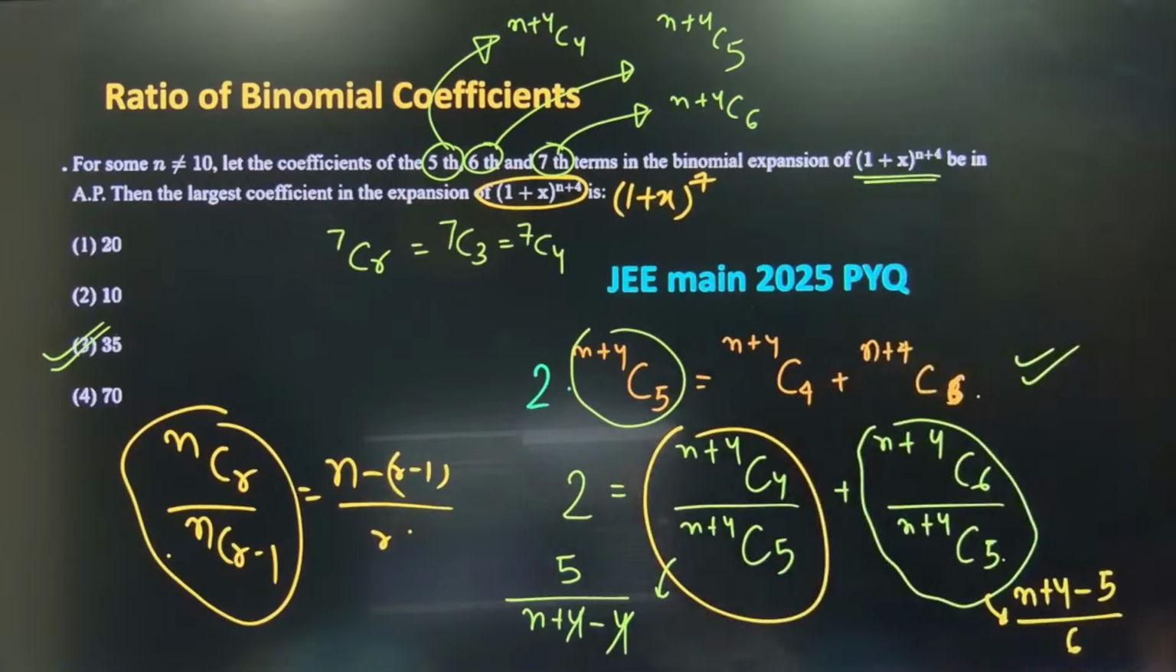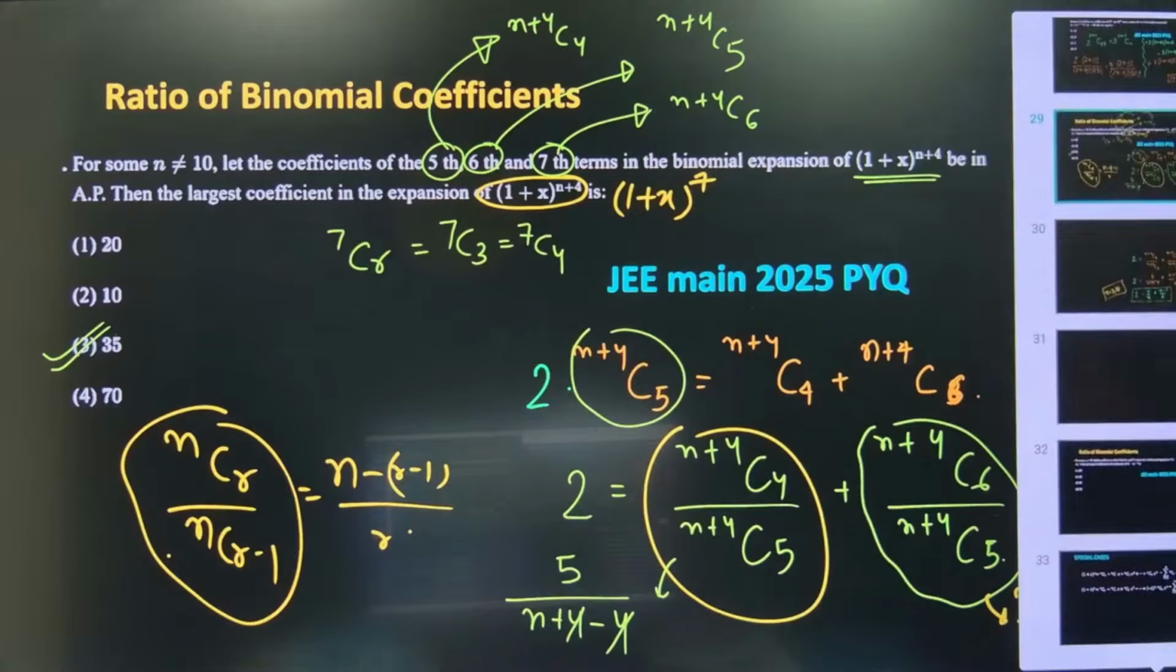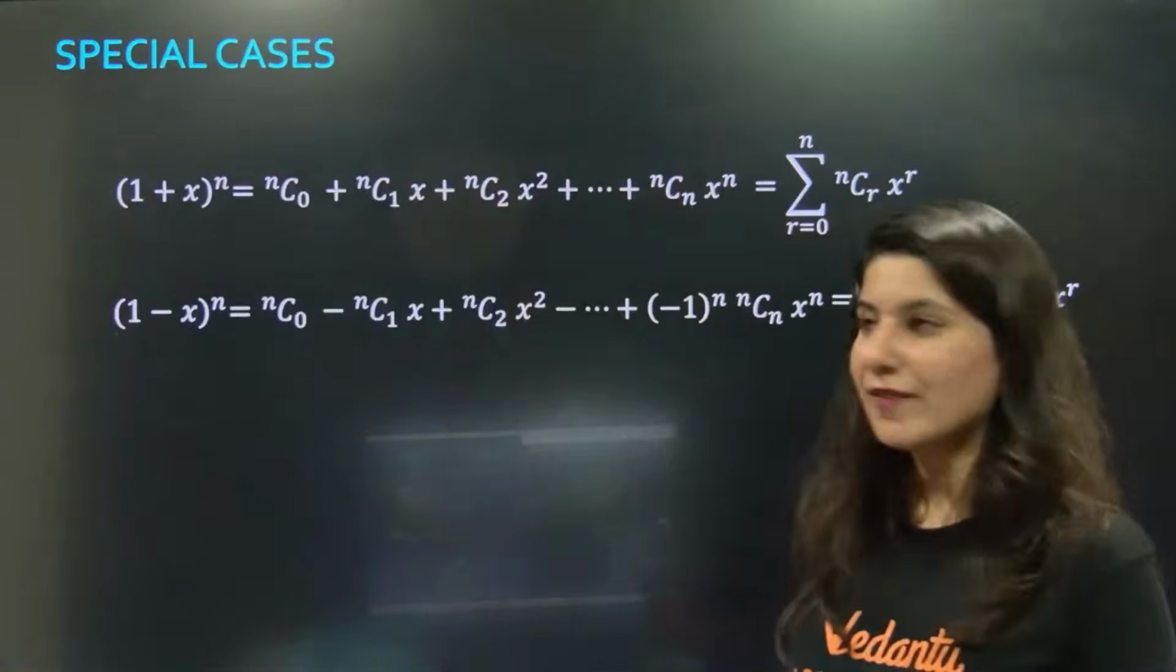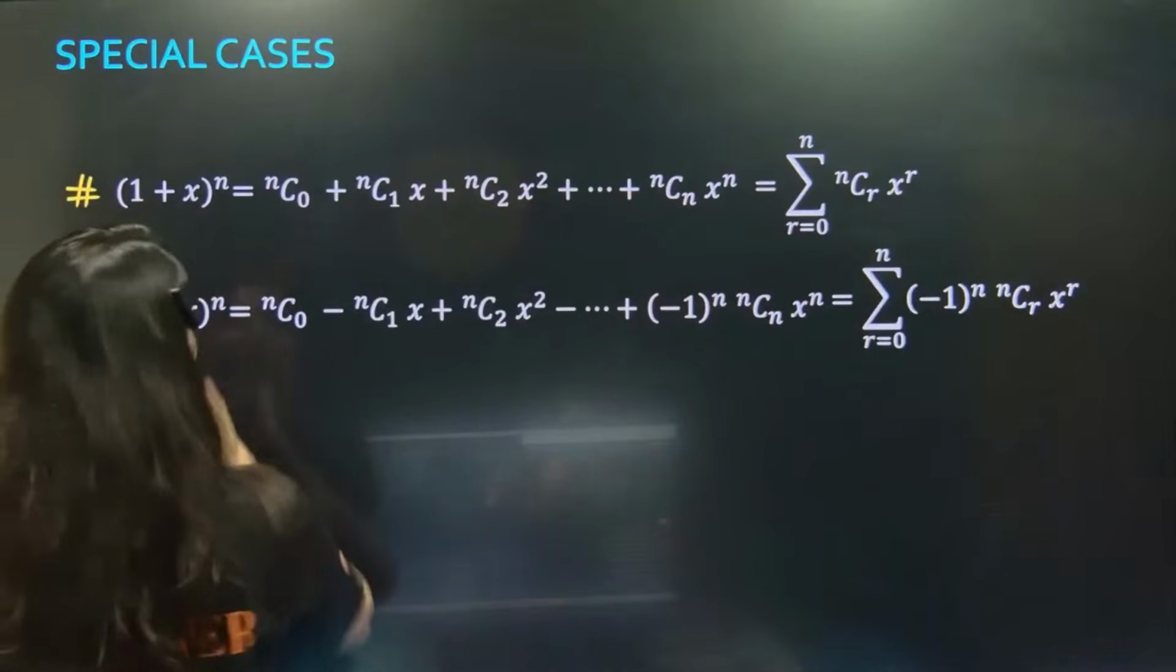So this is helpful when ratios are involved. Correct? Now again, as I told you, what you have to remember is these two special things: (1 + x)^n.